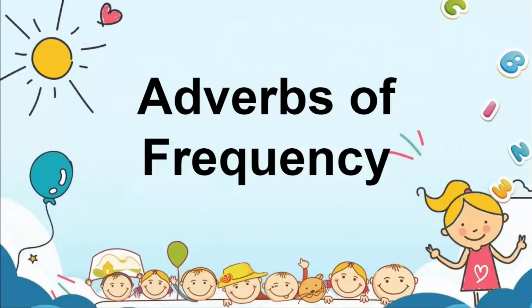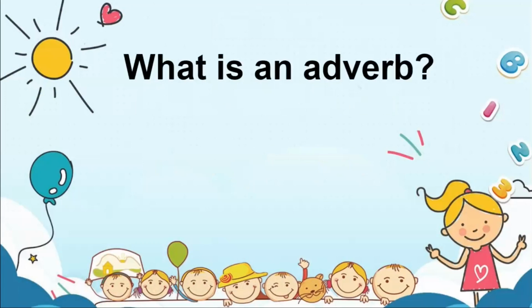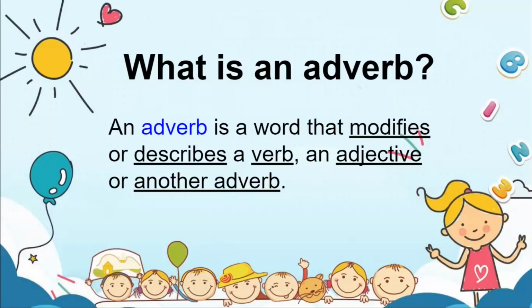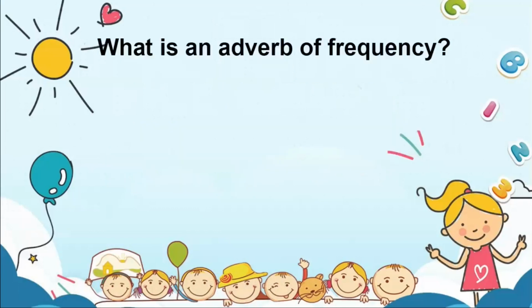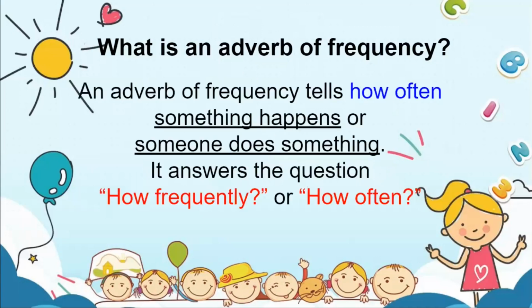Adverbs of frequency. What is an adverb? An adverb is a word that modifies or describes a verb, an adjective, or another adverb. What is an adverb of frequency? An adverb of frequency tells how often something happens or someone does something. It answers the question, how frequently or how often.